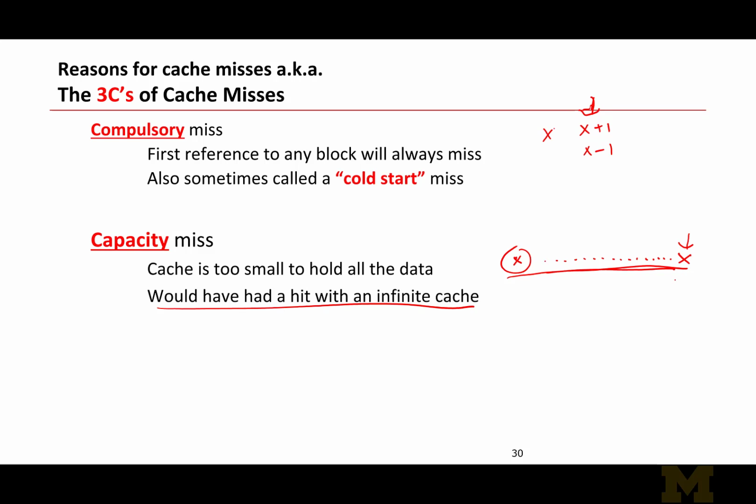But if it is a hit in your infinite cache but it is a miss in your given cache, then you will say, oh well, this miss would not have happened in an infinite cache, and therefore the problem here is smaller cache capacity. Now let's say you had a large enough cache. What else could go wrong?